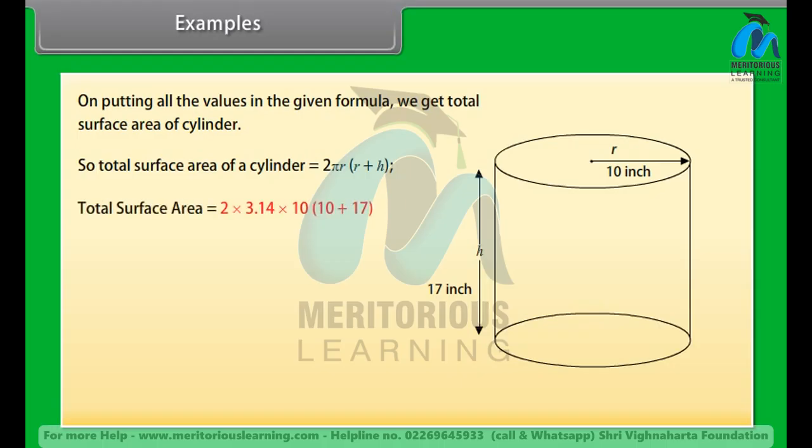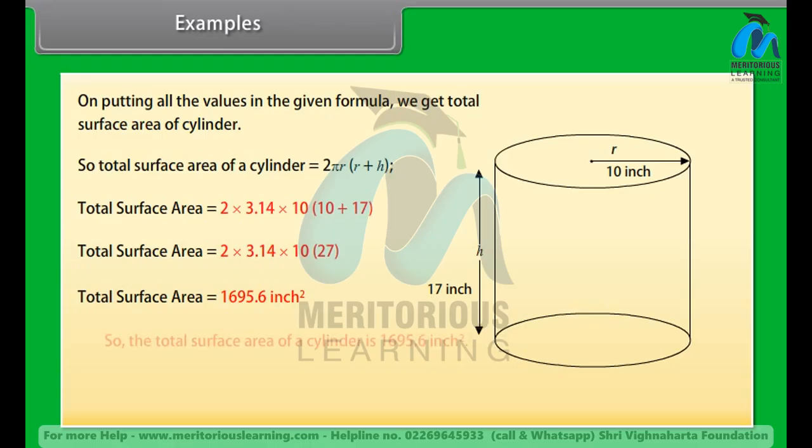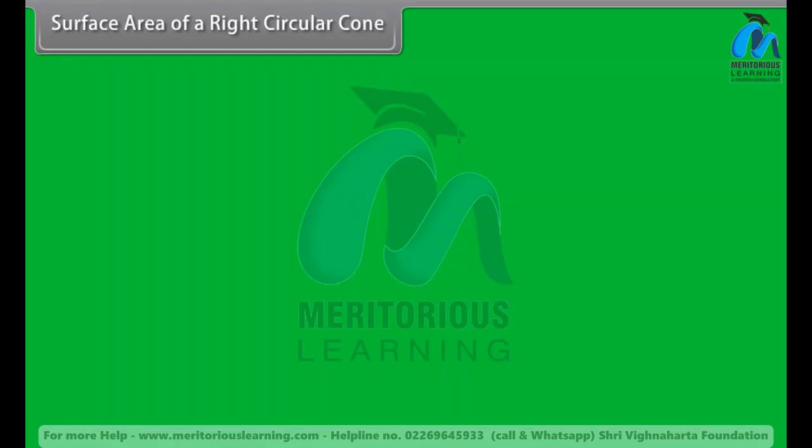Total surface area equals 2 × 3.14 × 10 × (10 + 17). Solving this, we get the total surface area as 1695.6 inch square.